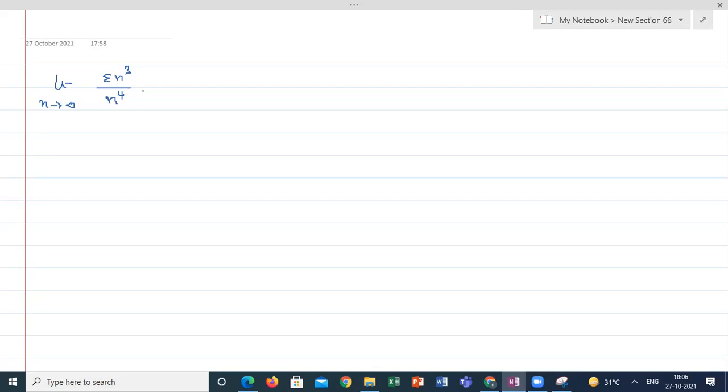What is the summation of n cube values? Summation of n cube is how much? It is n into n plus 1 by 2 whole square. Correct? That is n square into n plus 1 whole square by 4. Substitute here first. If I apply the limit straight away, you will get infinity by infinity.